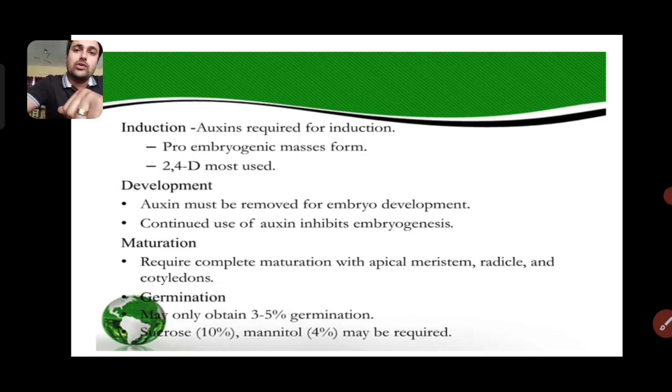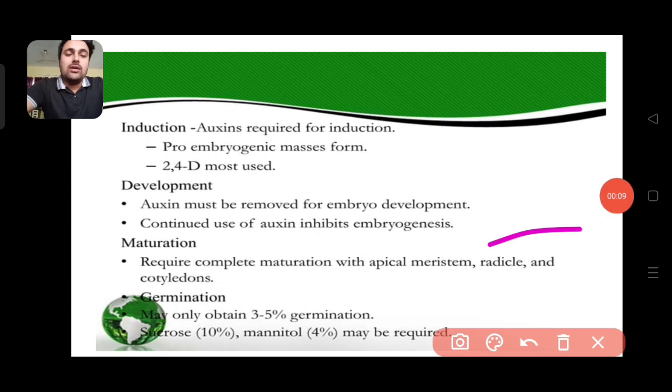Now come to the plant hormone that will initiate your somatic embryogenesis. First one is auxin, and auxin is required only for induction. 2,4-D is mostly used. During the process of development, the culture media should be free from auxin. Auxin must be removed for embryo development. So auxin is only required for embryo initiation, while in the development procedure it is not required. Complete maturation with apical meristem, radicle and cotyledon will be used as explant.